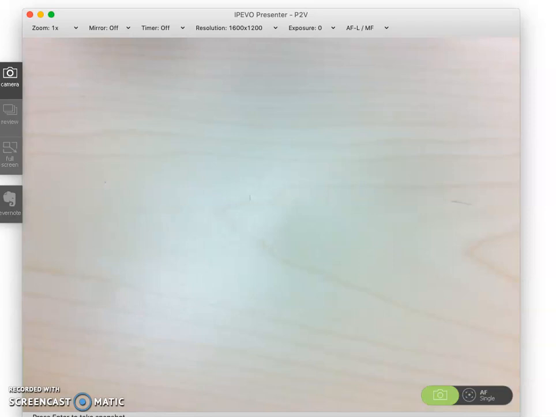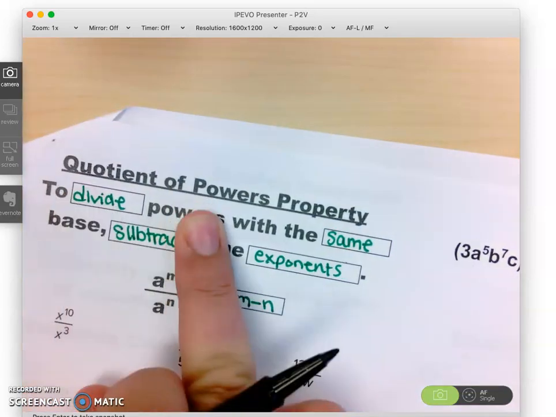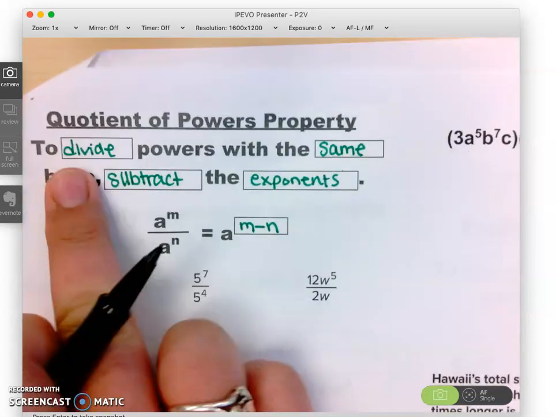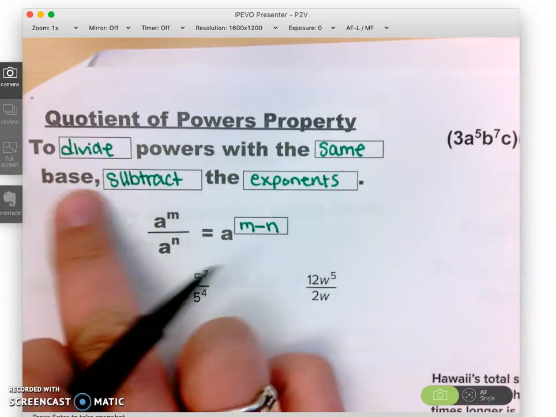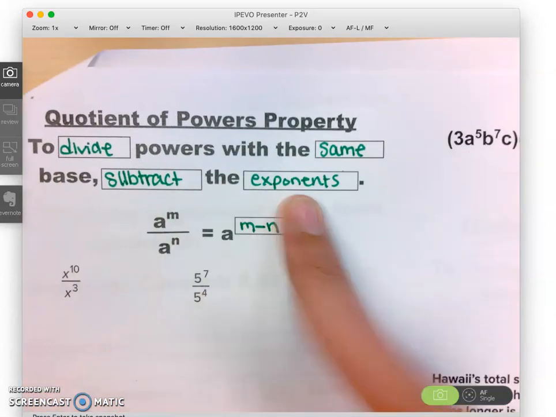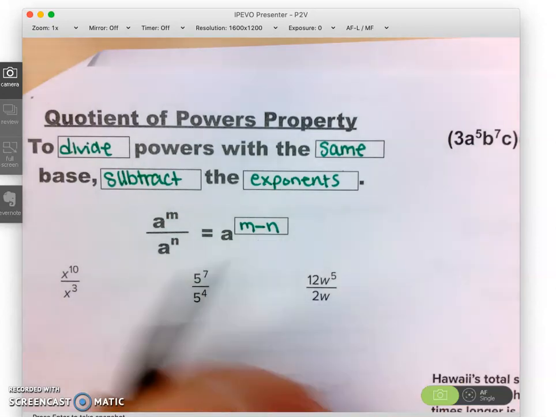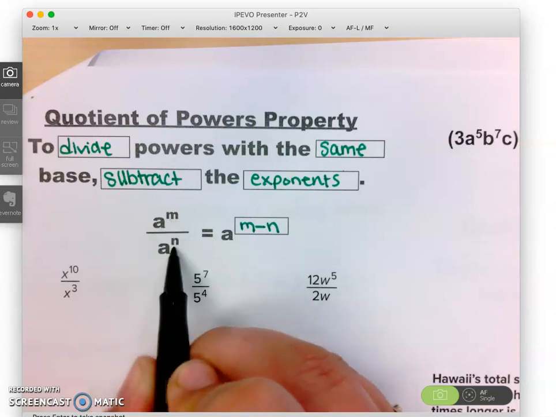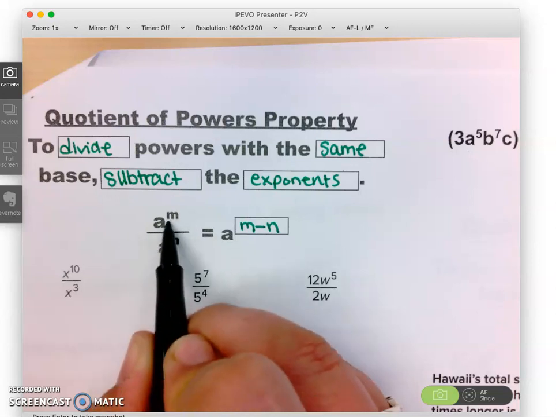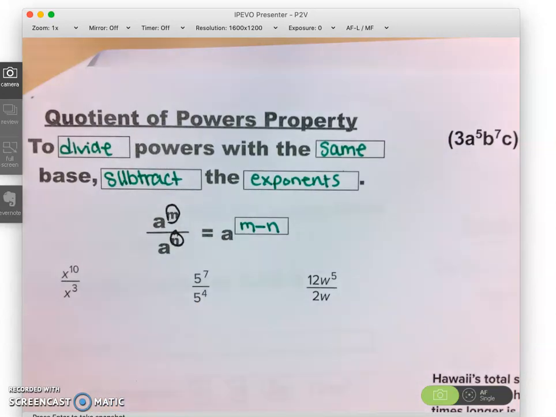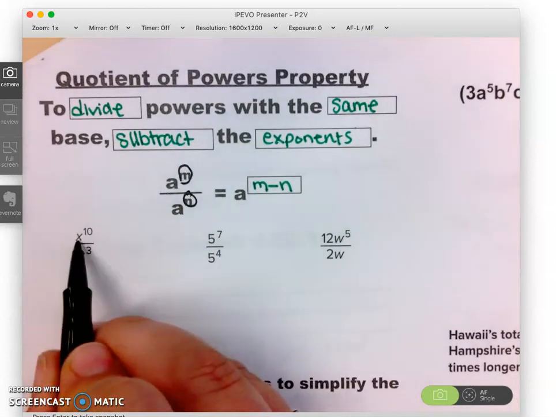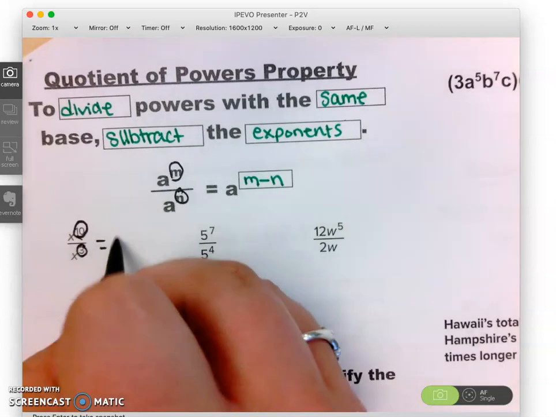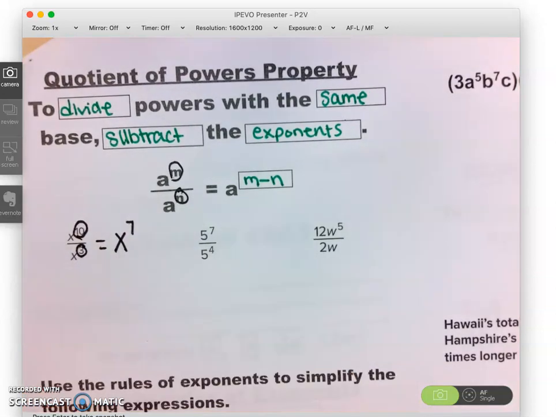And that comes into our next rule: if you have quotients of powers, meaning I'm dividing, if you divide powers with the same base, subtract the exponents. So again, m minus n. If I have the same number on top and bottom and they're raised to powers, I can just subtract those powers. So like here, I can just do 10 minus 3, which equals x to the 7th power.